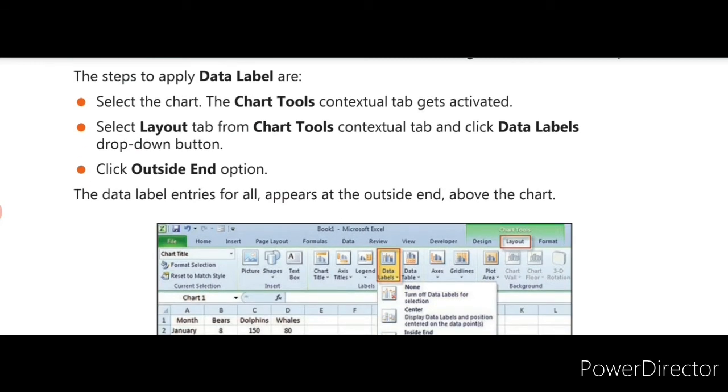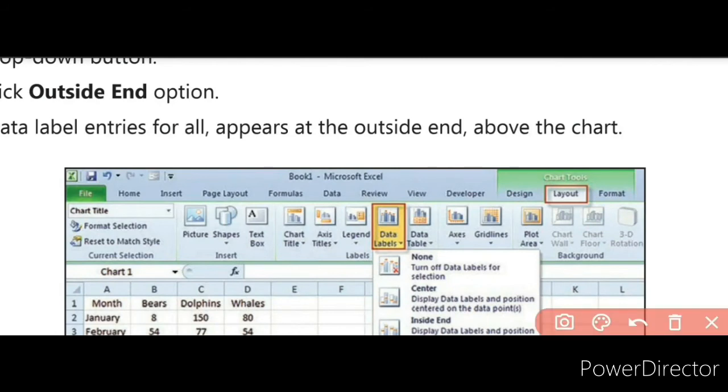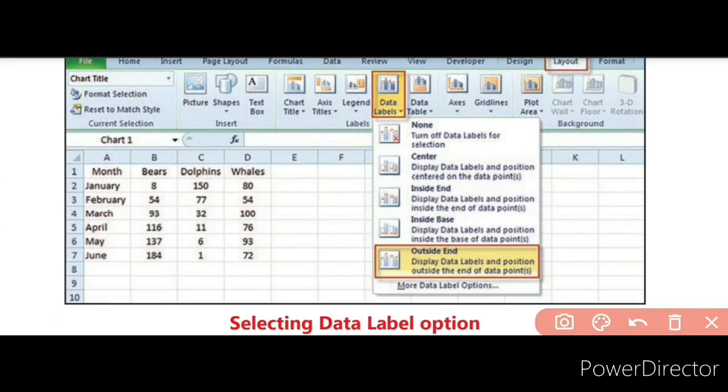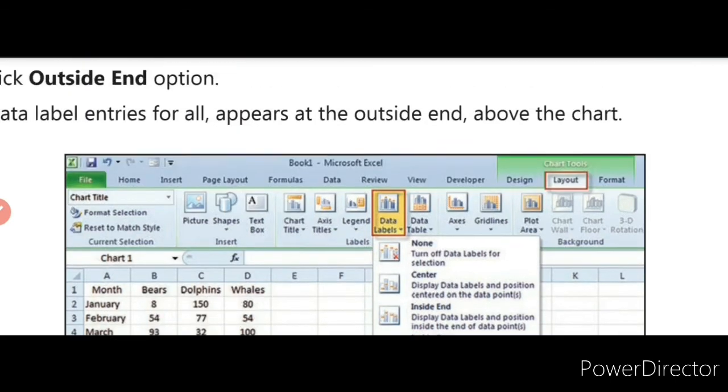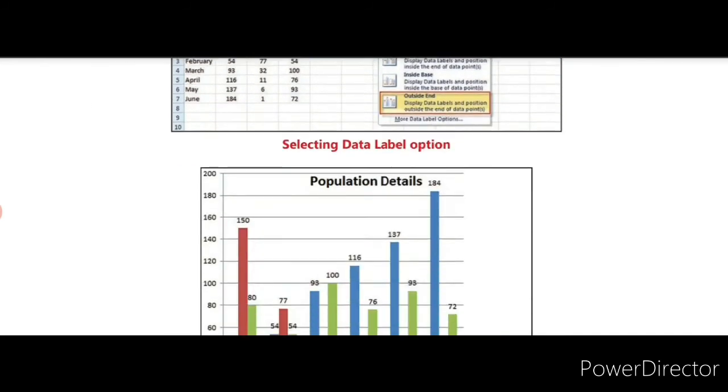Select the layout tab from the chart tools contextual tabs and click data labels. See here, after clicking the layout option from the chart tool box, you will be shown this window. Okay, here you are going to click data labels. After clicking data labels, select the outside end option. See, it will be shown here. Select the outside end option, so that your data labels will be presented on the outside end of the top of the chart. Okay, the data label entries for all appear at the outside end above the chart.